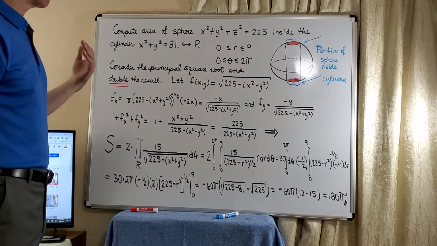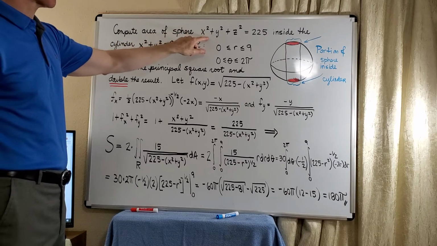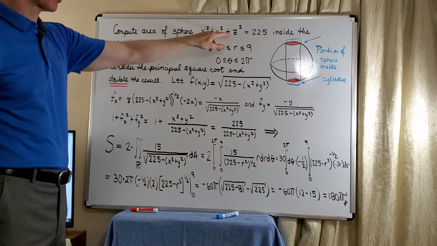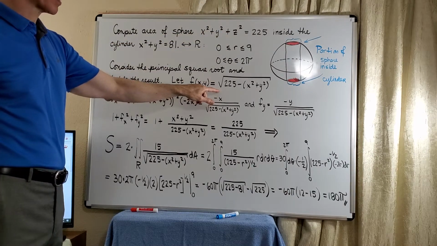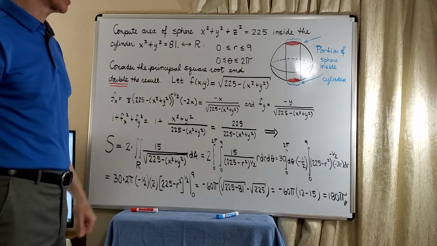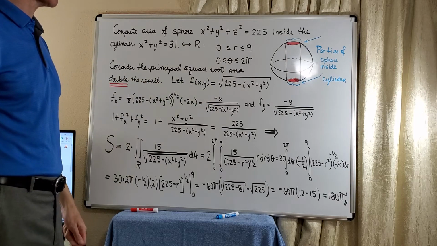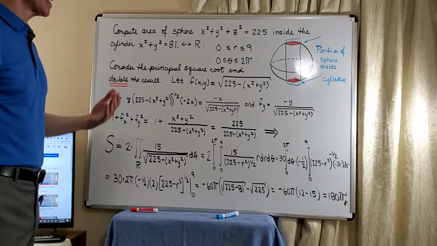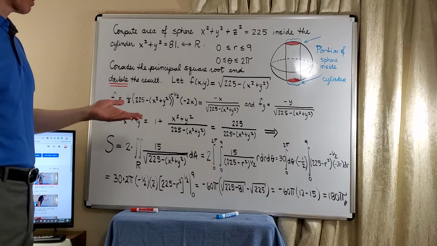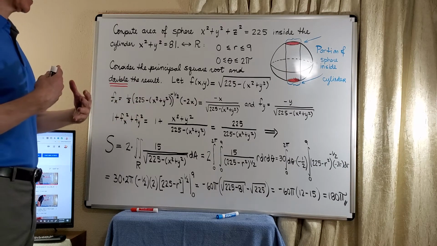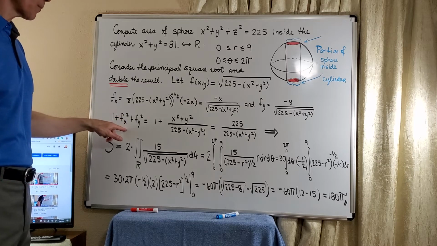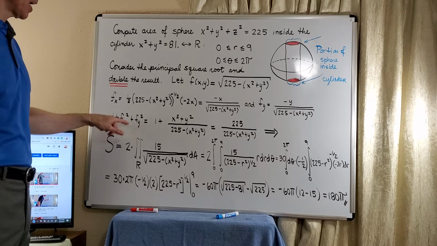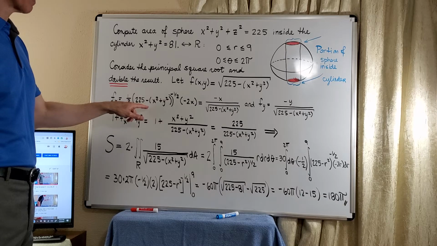Now, what we want to do is to get a function, so we're going to take the principal square root, solve for z, and write our f of xy this way, the square root of 225 minus the quantity x squared plus y squared. Now, in order to move the problem forward to get the actual integrand for the surface area calculation here, we need to take some partials. So we're going to apply the chain rule.